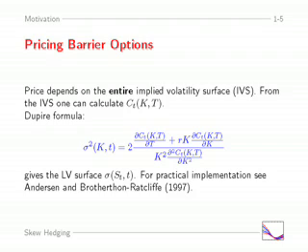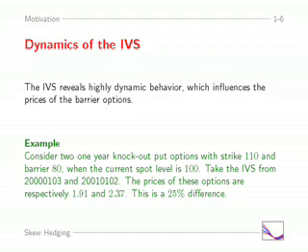For practical implementation, there is a paper by Andersen and Brotherton-Ratcliffe from '98, describing how to get the local volatility surface from the implied volatility surface. But the implied volatility surface, as you could see yesterday from the movie from Wolfgang Härdle, with this blue surface that is moving and these red points, is not constant in time, so it is subject to random changes, and these random changes can also affect the price of barrier options.